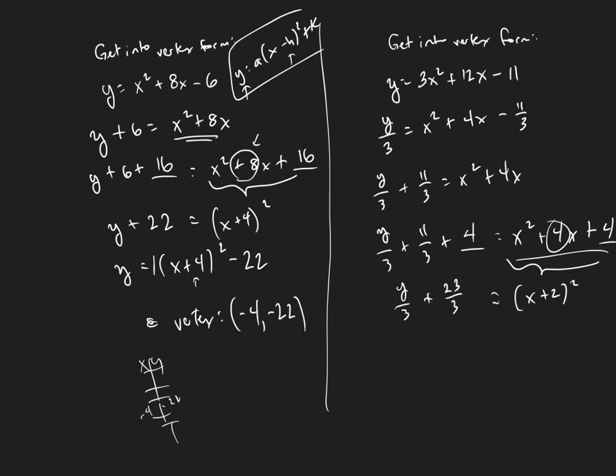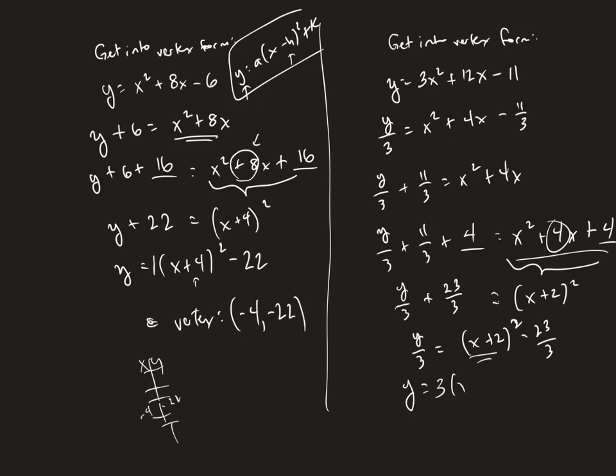Now we need to get the y by itself. So this is a two-step process. I'm going to undo the 23 thirds by subtracting it. And then I'm going to get the y by itself by multiplying everything by 3. Now when I multiply y over 3 by 3, it just becomes y. And when I do the 3 to the other side, the 3 cannot go inside the parentheses because the square would have to happen first.